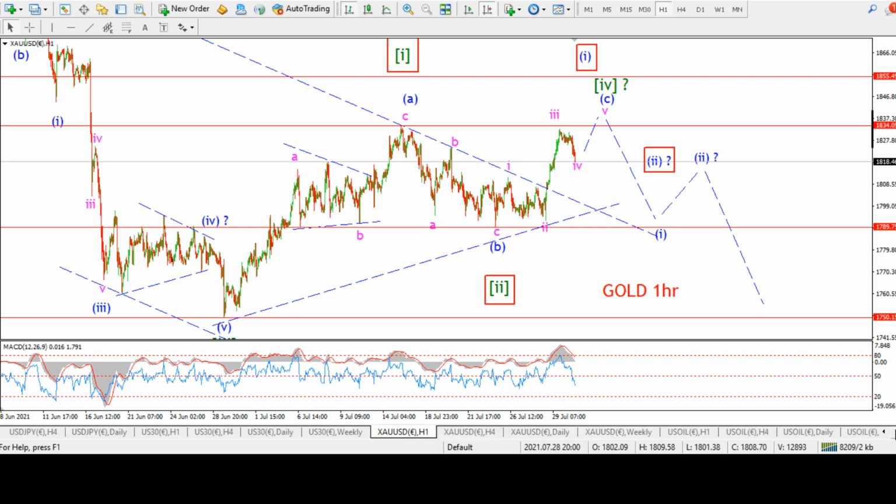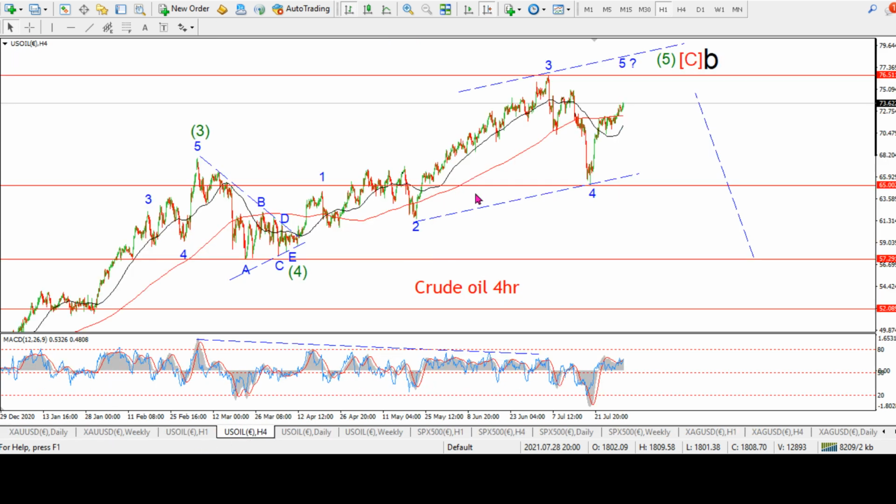Okay, let's move on. Crude oil. We have the 4-hour count here. We ended up at 3 waves down in that recent sharp move lower, which suggested a 4th wave low. And so far, we're kind of tracking higher in 5 waves in wave 5. So wave 5 in blue is the idea here.